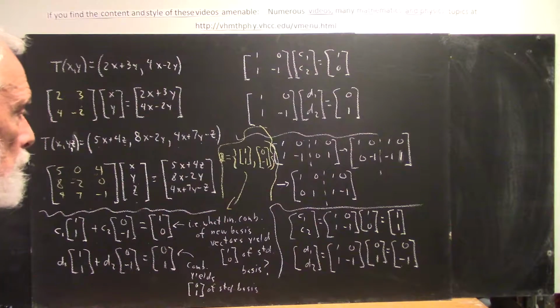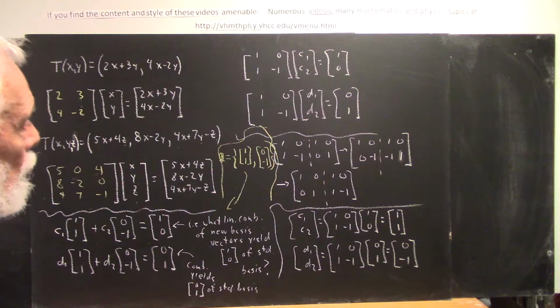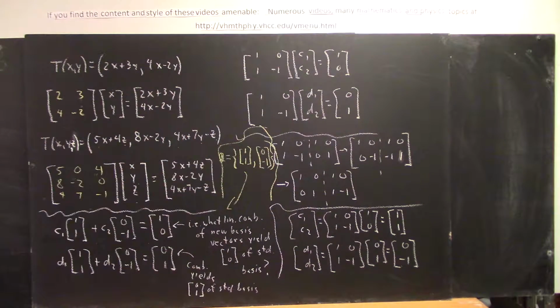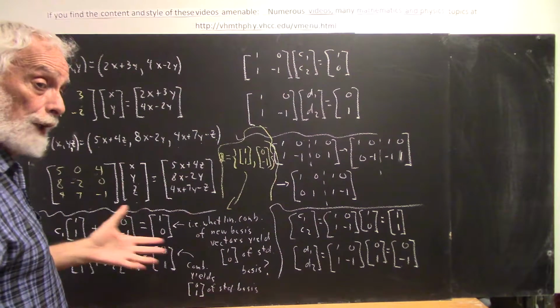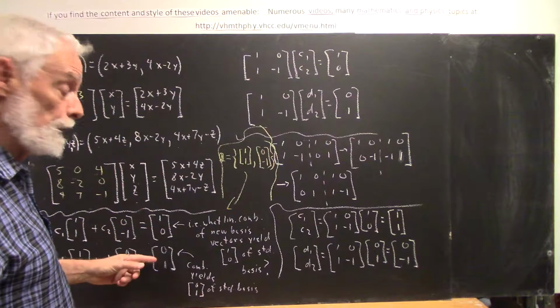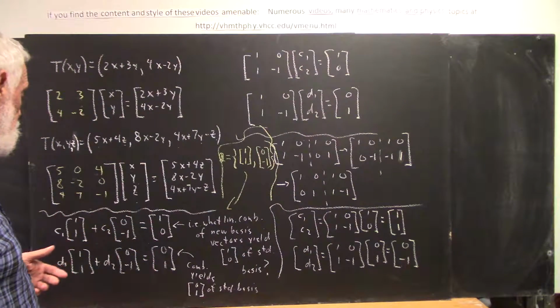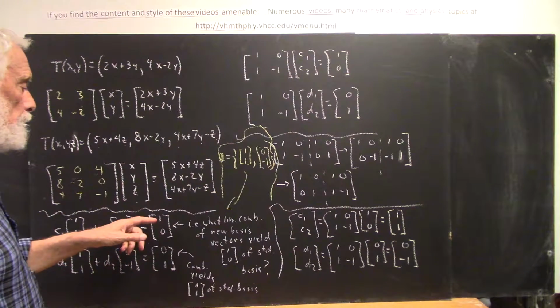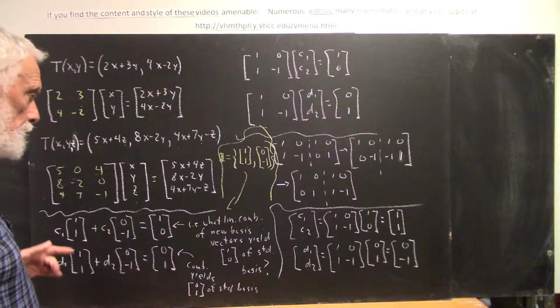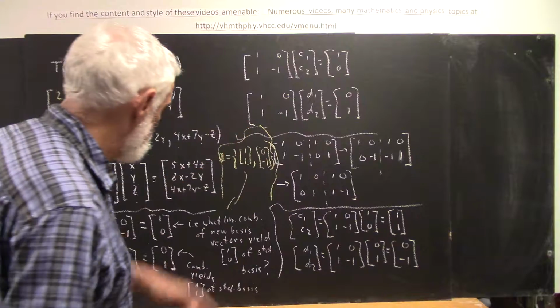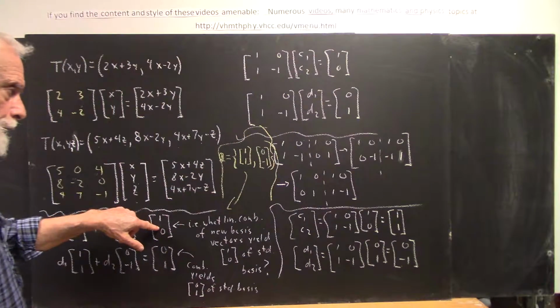Now, the question I posed is, what combination of these basis vectors will give you the standard basis for R2? Of course, these are obviously vectors in R2. Okay, well, the standard basis of R2 is just 1, 0, 0, 1, right? So what combination of these vectors will give you the first standard basis vector?